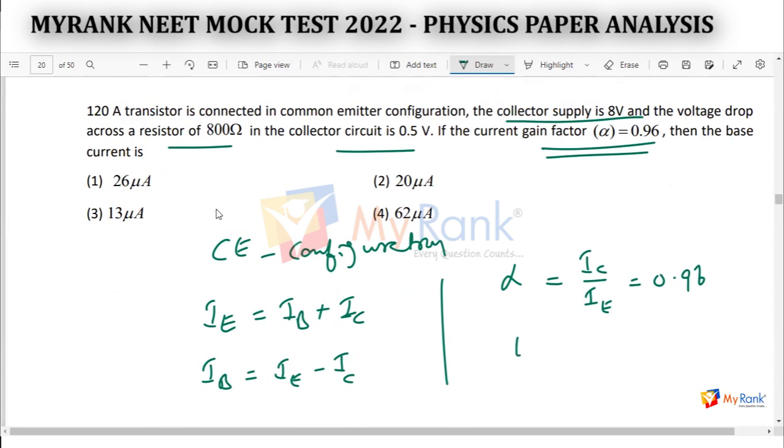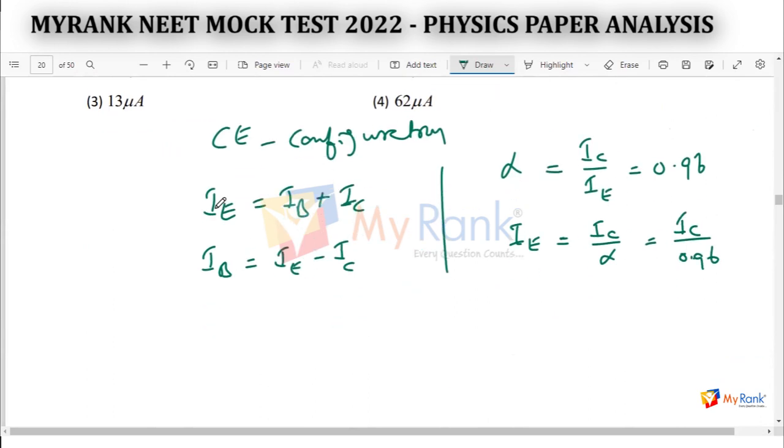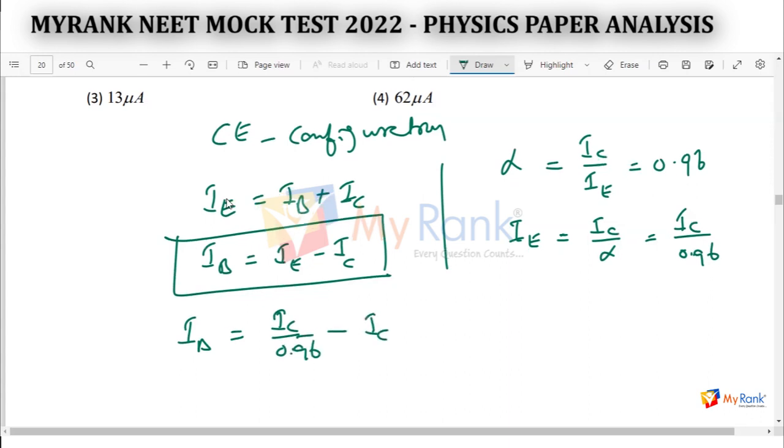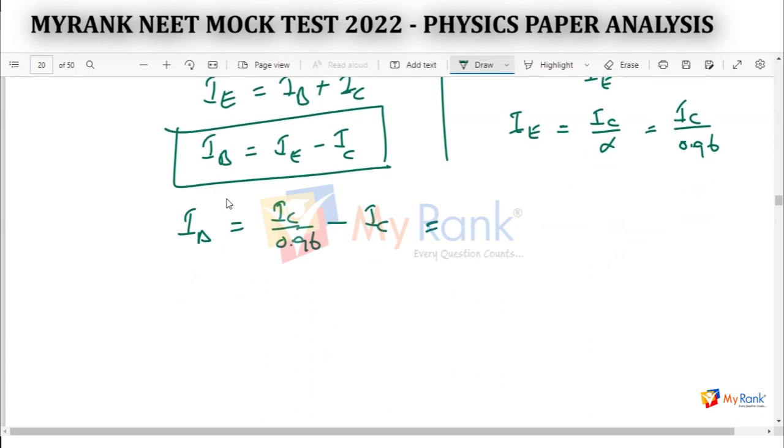So from this, IE can be written as IC by alpha, that means IC by 0.96, let it be. IE value we know, yes, in terms of IC we can express now. So in this, if you are substituting this value, IB is nothing but IE minus IC, which is IC by 0.96 minus IC, isn't it? So that equals IC of 1 by 0.96 minus 1.